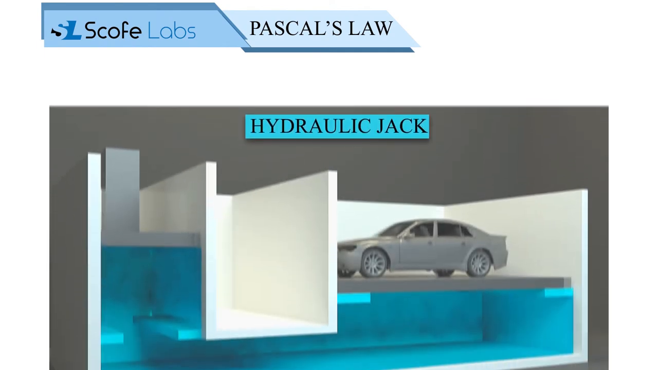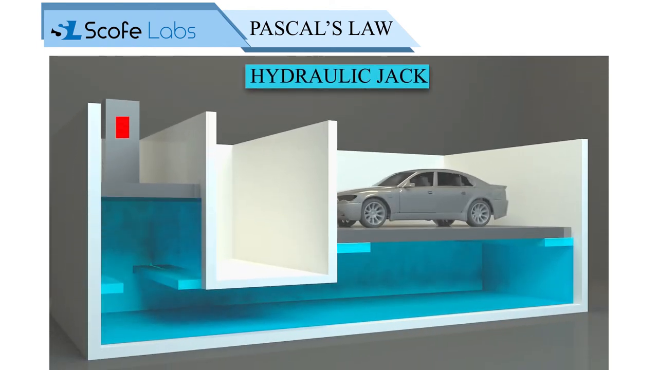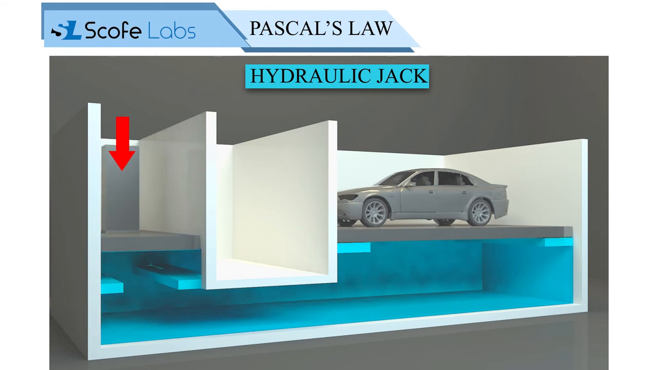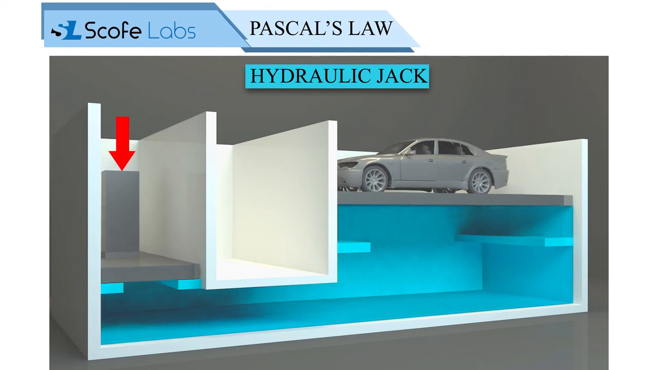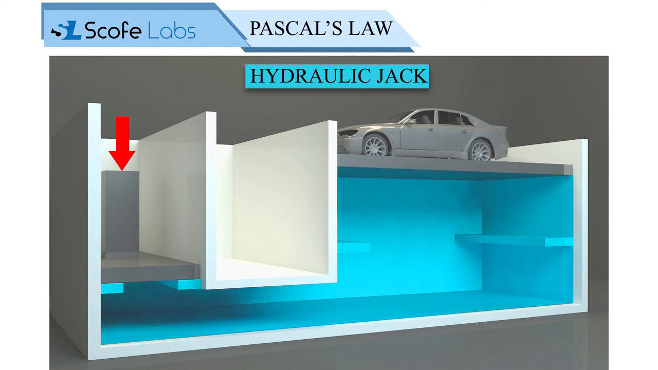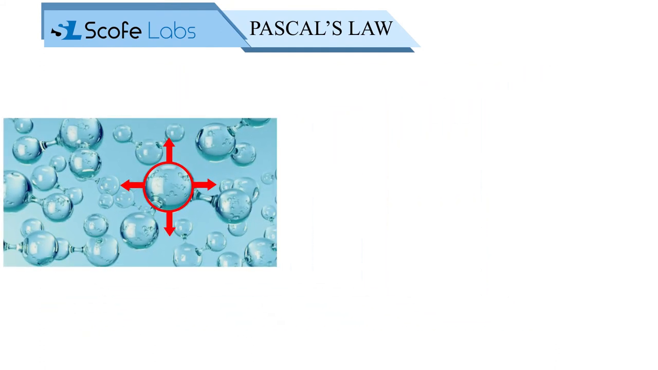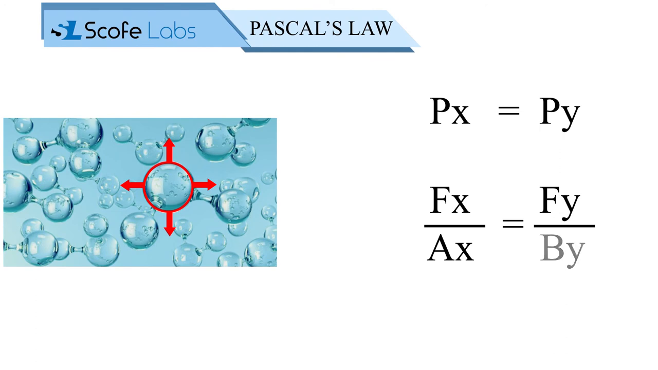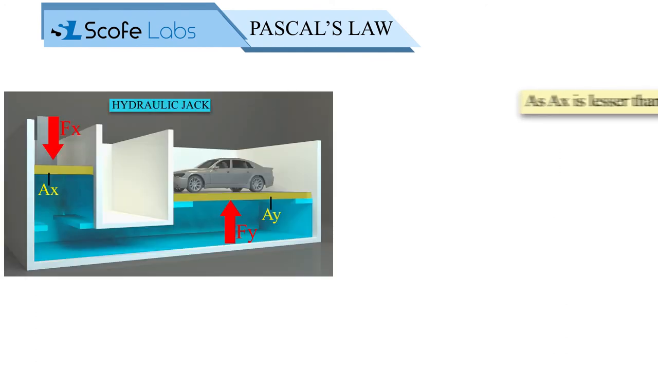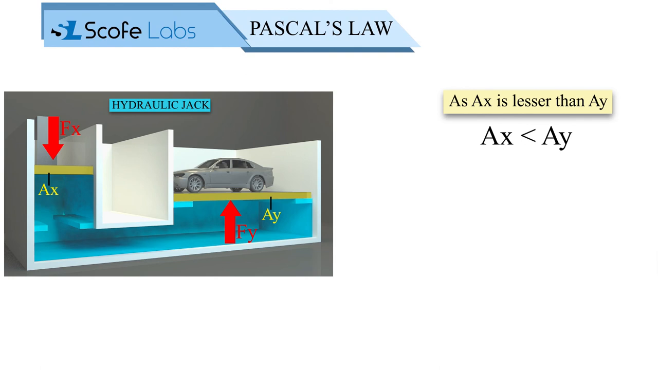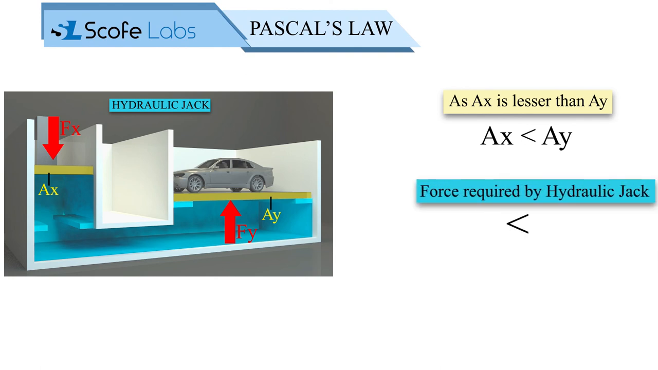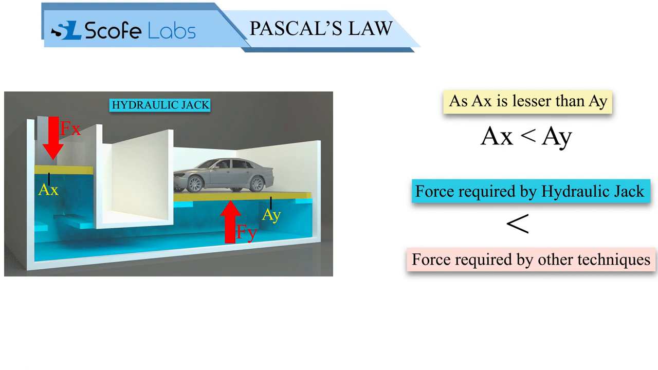Hydraulic jack is one of the applications of Pascal's law. Applying force on the left side of the piston results in lift of the right-hand side piston, having higher cross-section area. As stated in Pascal's law, pressure exerted by a fluid element is the same in every direction, we can write it as Px is equal to Py. We can also write it as Fx by Ax is equal to Fy by Ay. As Ax is lesser than Ay, we can say that the force required to lift the car will be lower than the force required with other techniques.